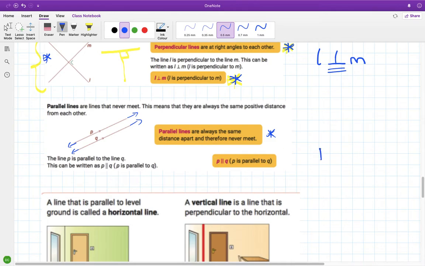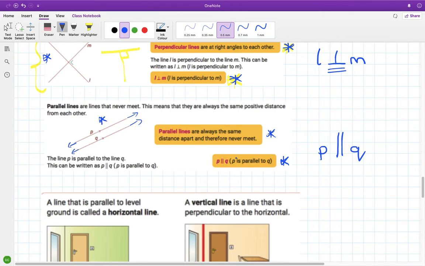Symbol. So the symbol for perpendicular is literally two perpendicular lines. And the symbol for parallel is two parallel lines. P is parallel to Q. So again, make sure you take down the description of what is a parallel line, draw the picture of the two parallel lines, and take down what the symbol is.